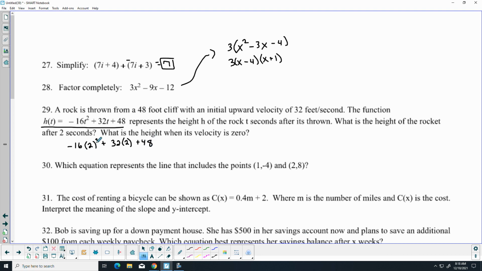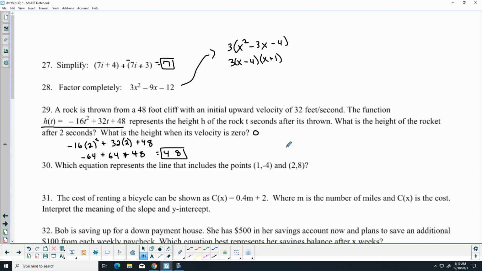That's going to give me, you square that and you get 4 times negative 16, which is negative 64, plus 64, plus 48. So that is going to give me 48. What is the height when its velocity is 0? Well, if it's not moving, it's on the ground, so its height is 0. A little bit of a trick question.